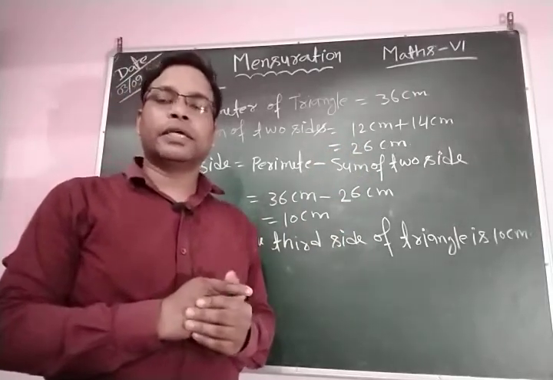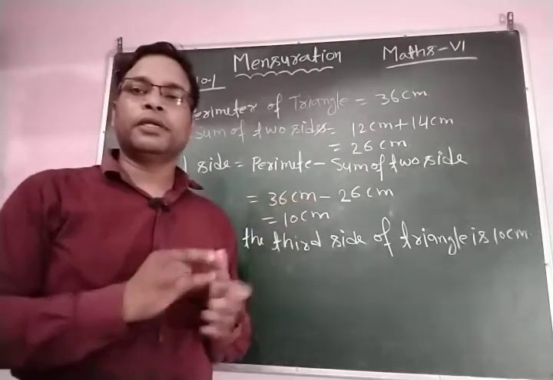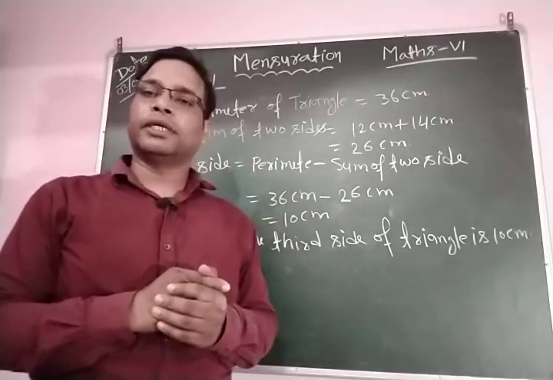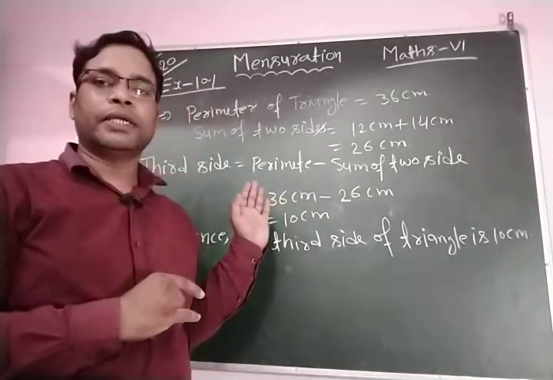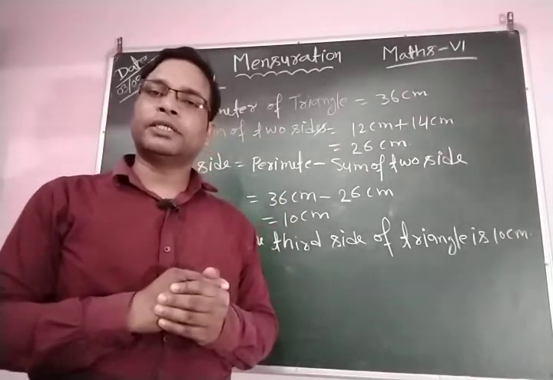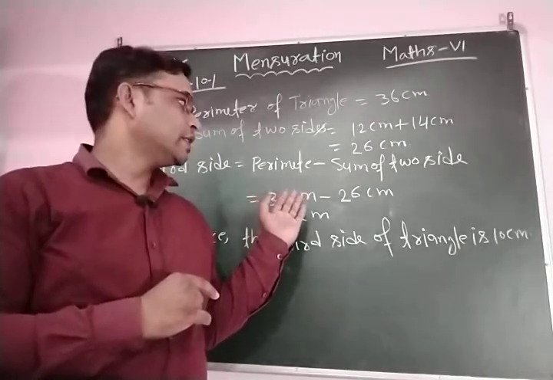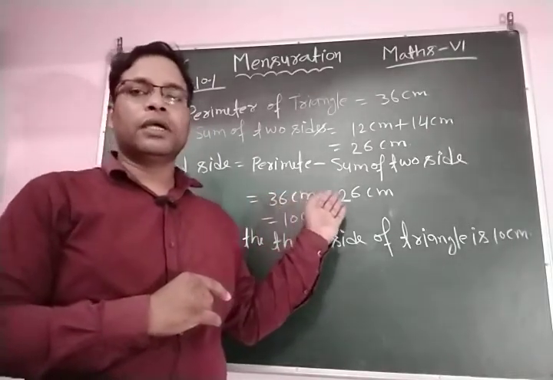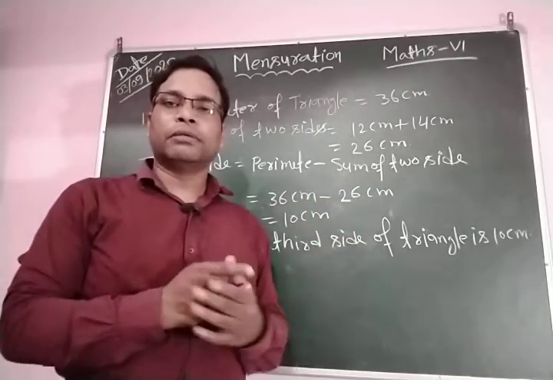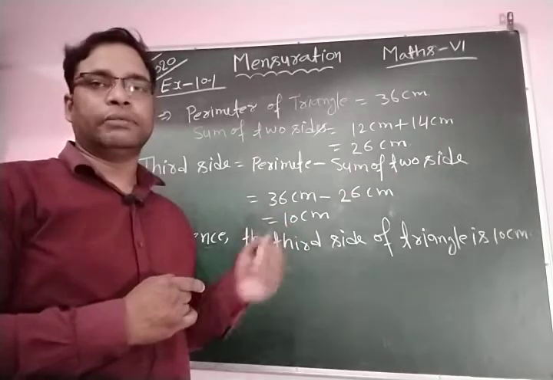After this, you find the third side of the triangle. This is equal to the perimeter minus the sum of two sides of the triangle. The third side of the triangle is equal to the perimeter of the triangle minus the sum of two sides of the triangle. This is equal to 36 centimeters, the perimeter given, minus 26 centimeters, the sum of two sides. Then we find the third side is 10 centimeters.